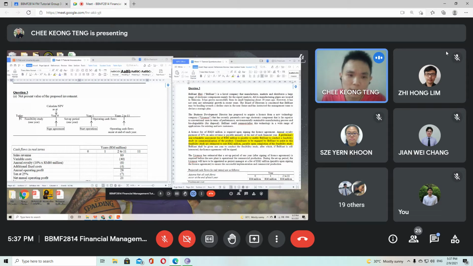Because now is today, and why is today not year 0? Year 0 will be 1 year later. You need to understand, here we have 2 decision-making processes, and this one is the feasibility study. Regardless of whether in the future you do or don't do the project, do you need to conduct this feasibility study? The answer is, for sure you need to conduct it.